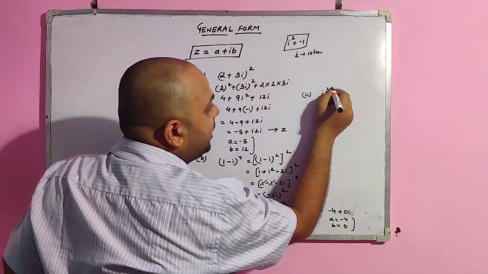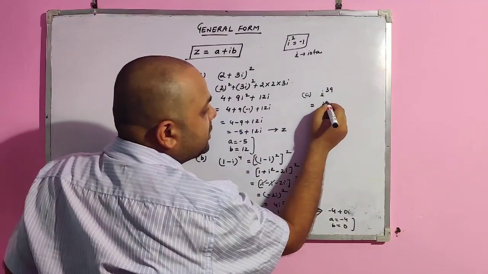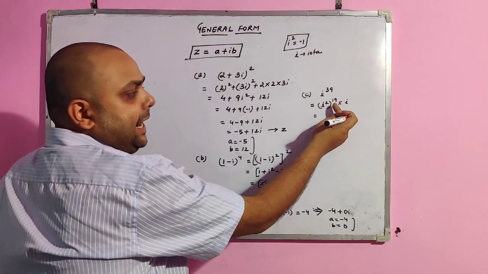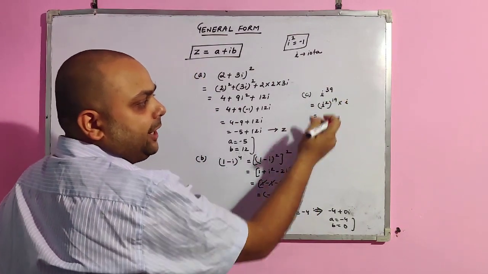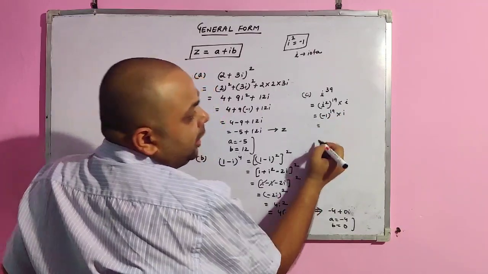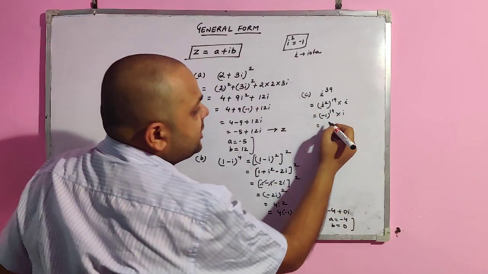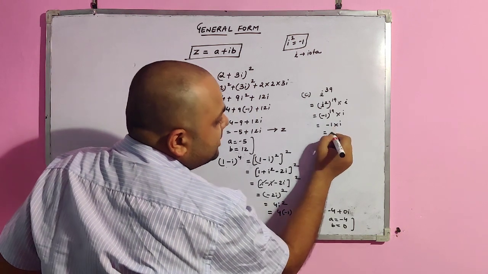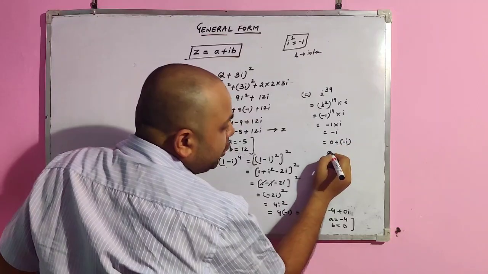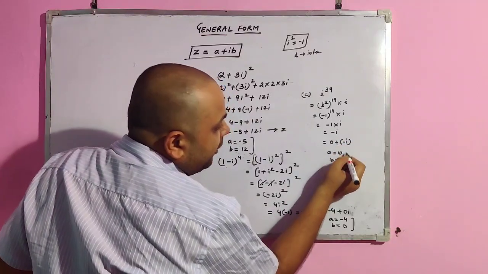i to the power 39. So i square 19 into i, 19 to the 38 and 1 39. i square is minus 1. So minus 1 to the power odd is minus 1. So the answer is minus iota, which is 0 plus minus iota. So A is 0 and B is minus 1.